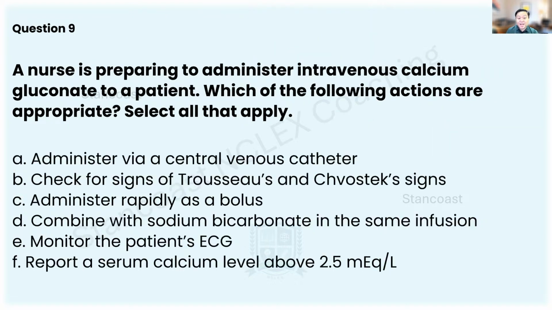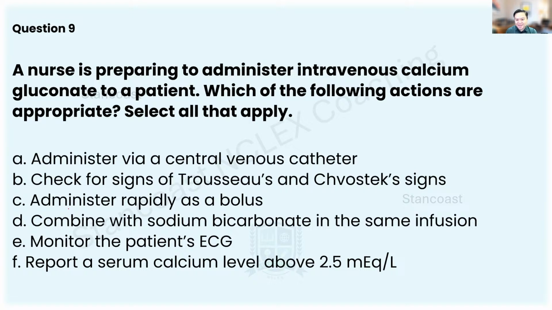Let's have number 9. A nurse is preparing to administer IV calcium gluconate to a patient. Which of the actions are appropriate? Is it A, administer via a central line? Or is it B, check for signs of Trousseau's and also Chvostek's? Or letter C, administer rapidly as a bolus?